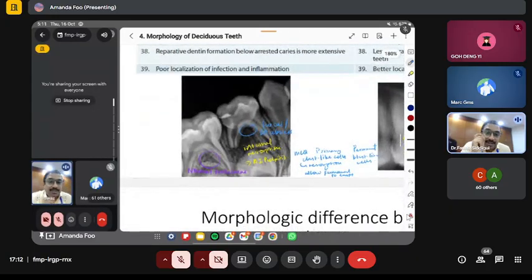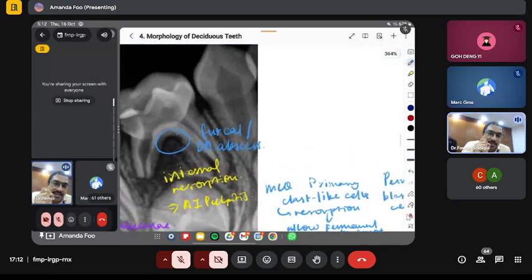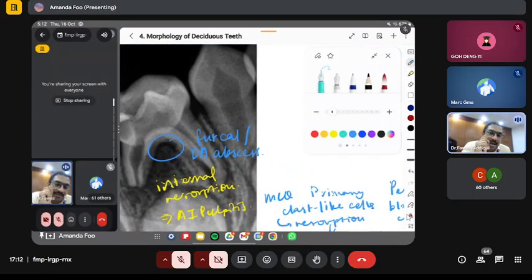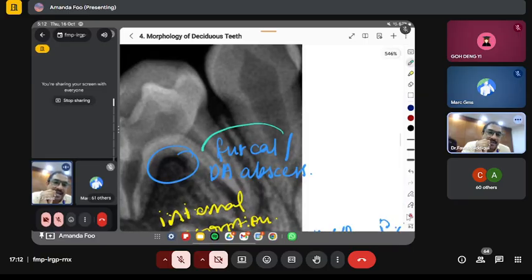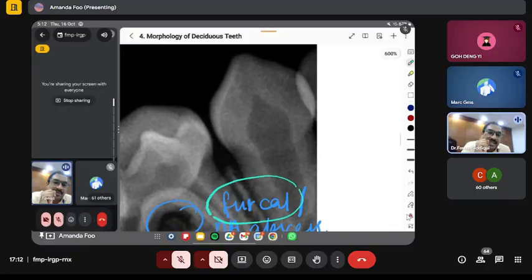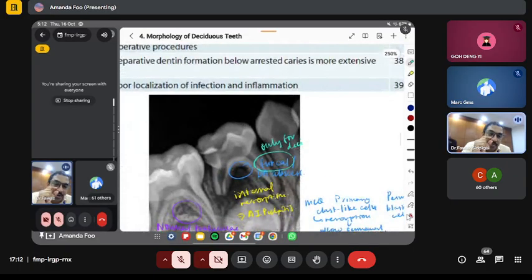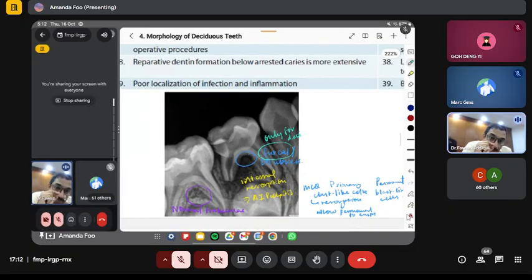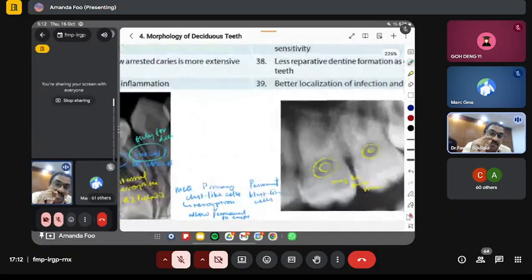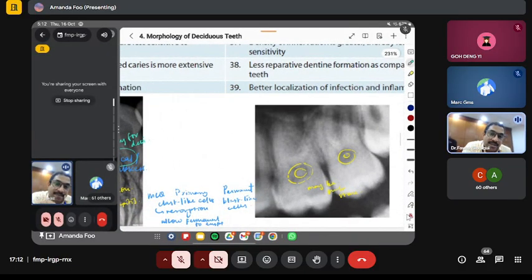Now the question here is, a primary tooth will have a furcal abscess, but the permanent tooth will always have a periapical abscess. In permanent dentition, permanent molar, you will never see a furcal abscess. You will only see a periapical abscess. The reason is, on the pulpal floor, we already know the root trunks are very narrow. The distance between the pulp floor and the furcation is very narrow as compared to the permanent.